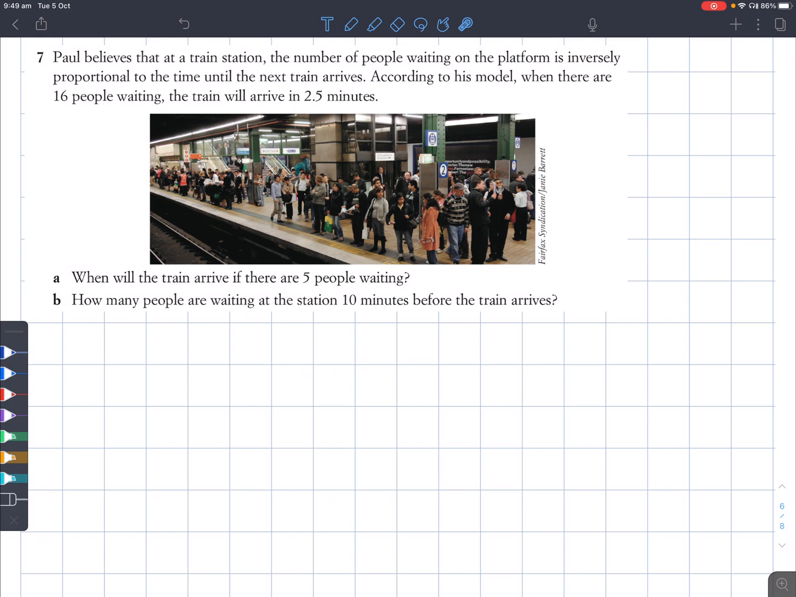Some people think that this doesn't actually make any sense at all. How can the total number of people dictate the amount of time that it takes for a train to come? Well, let me just give you an example. If you're at the train station and you just missed the train, you're just sitting there, waiting for the next train, right?